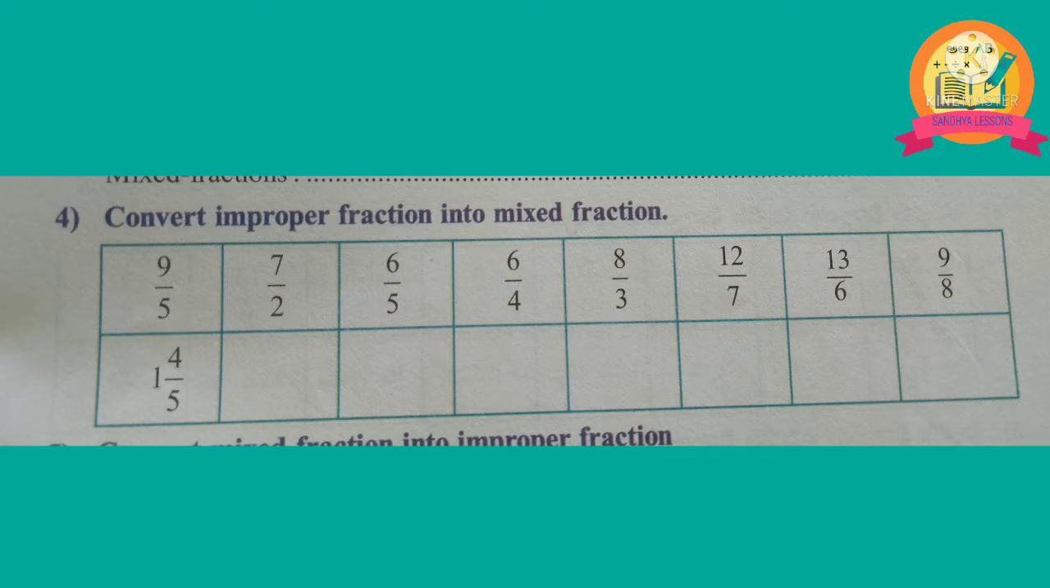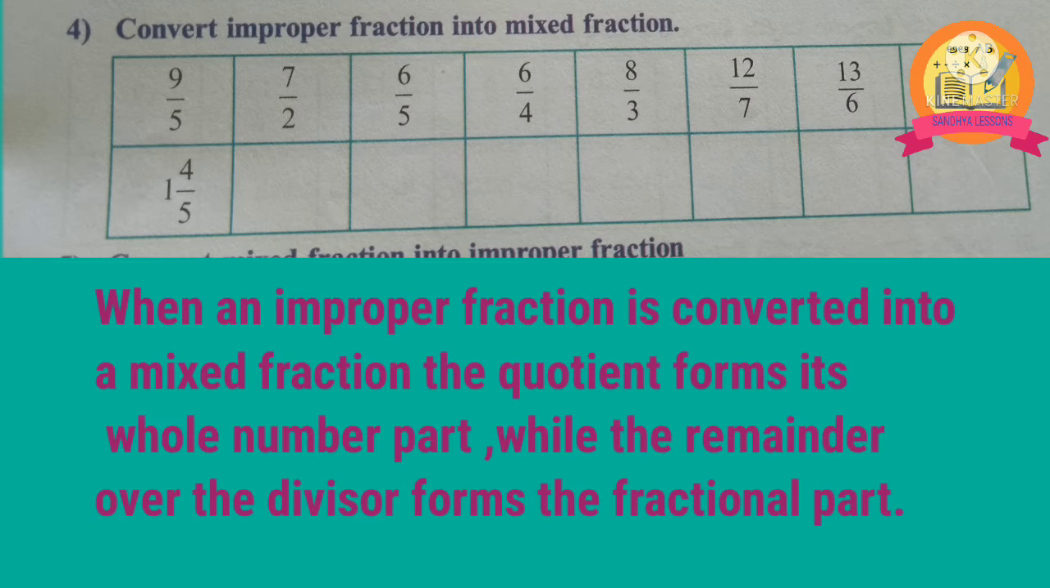Fourth Roman, convert improper fraction into mixed fraction. When an improper fraction is converted into a mixed fraction, the quotient forms its whole number part, while the remainder over the divisor forms the fractional part. After completing the divisions, we get the mixed fractions of the given fractions.